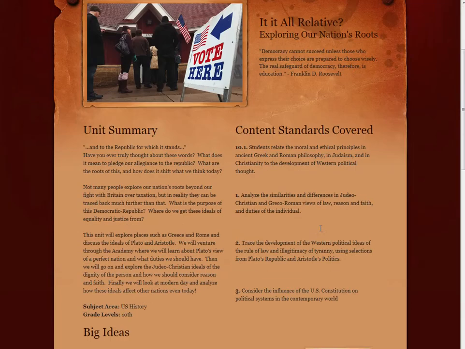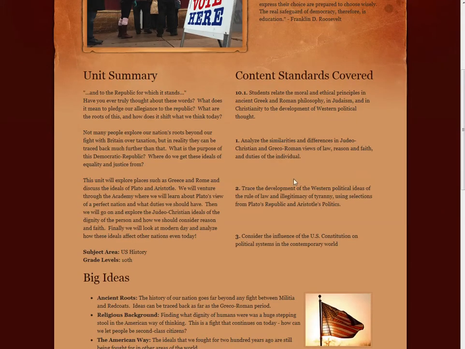This content standard has three substandards, which talk about the Greco-Roman and Judeo-Christian views of life, and then it goes on to talk about Aristotle and Plato's Republic and politics, and how they got their view of tyranny and the rule of law from there. And then finally it expands way outward and way into the future. Well, the future according to the Greek time, modern times for us.